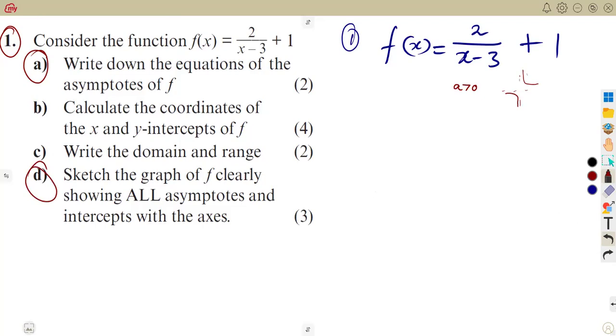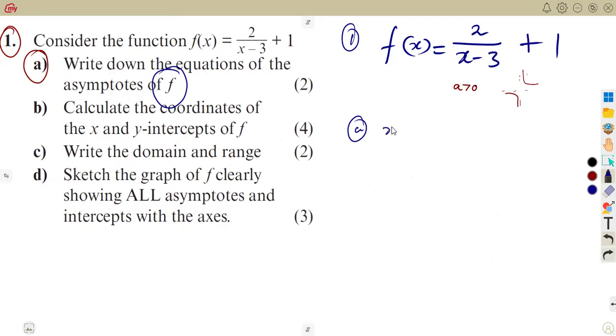But if there's anything that you haven't calculated, which is needed here, then you have to calculate it. But all this, you see that it is just a preparation for you to find that. Okay, so let's find A. Write down the equations of the asymptotes of f.